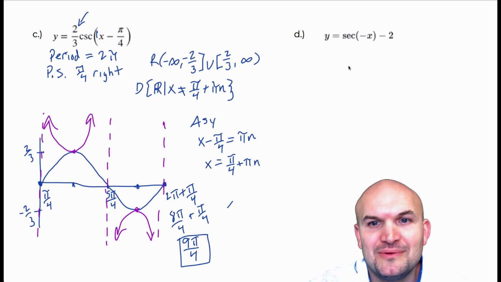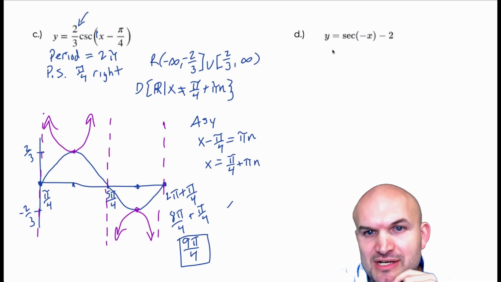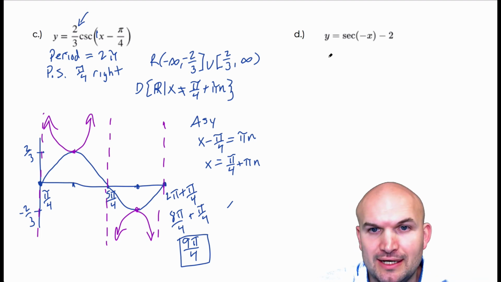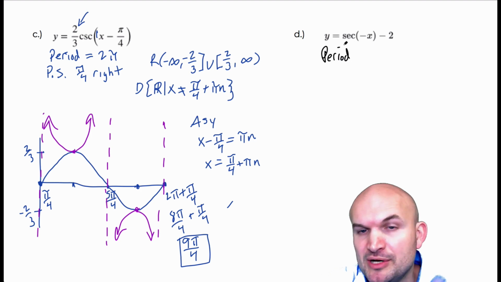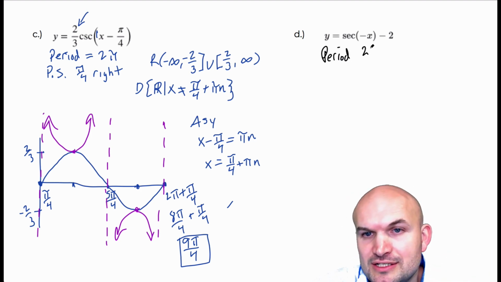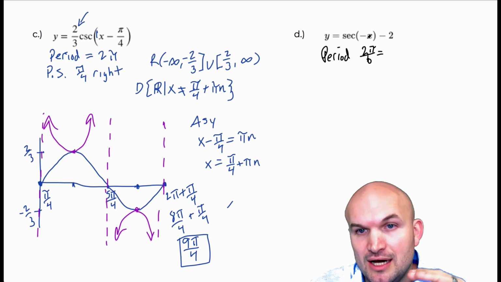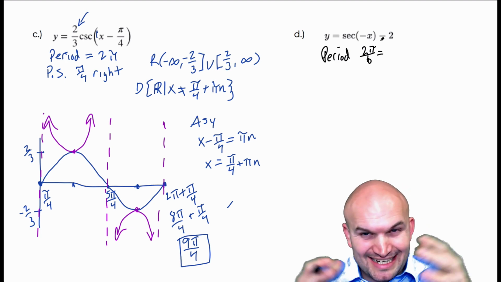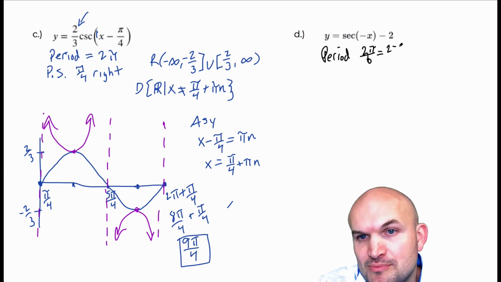All right, so now let's work on the secant graph. In this equation, again, we're identifying the period first. The period, just like cosine and cosecant, is going to be 2 pi over b, which in this case, even though our b is negative, again, period is representing a distance. It's not going to be positive or negative, so therefore we're just going to leave this as 2 pi over 1, which is just 2 pi.